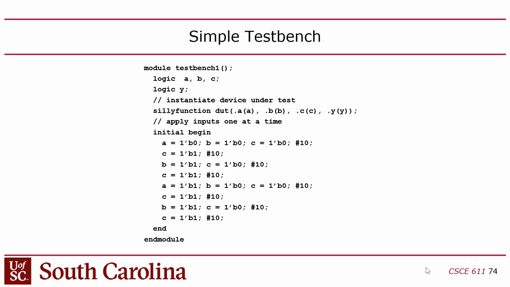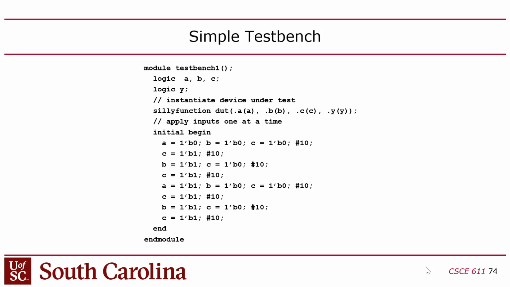So you have to set the inputs and then have some kind of delay, which I'm using 10 as an arbitrary number. So I do hashtag 10, and then I set the other value in 10. So I put delays every time I change the input. Does that make sense? Now this is not checking the output because in this case I'm just going to look at the waveform, but at least I've got a stimulus, right? I'm setting the inputs. So this is going to go through all 8 permutations of A, B, and C, right?